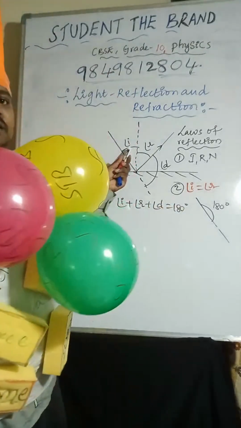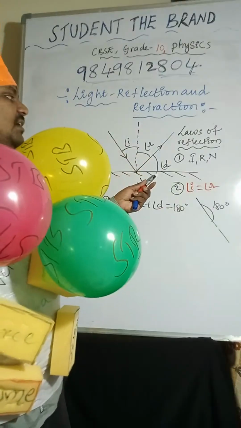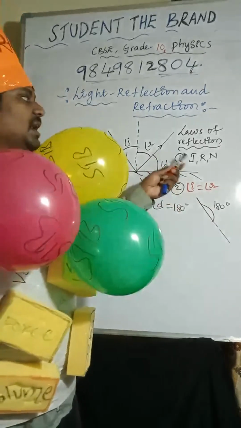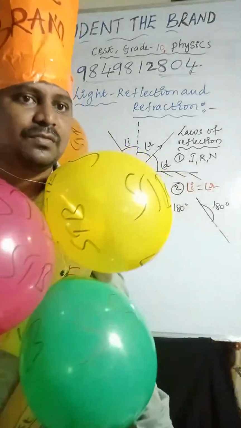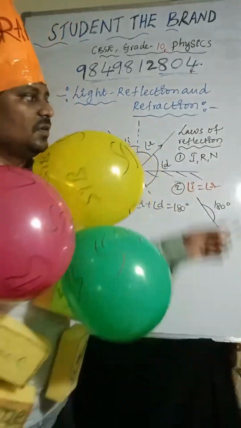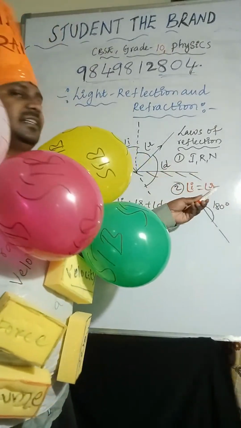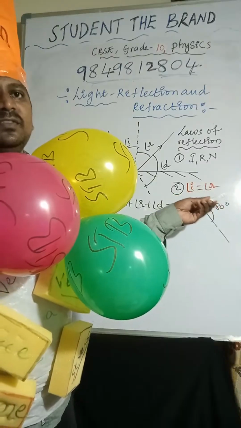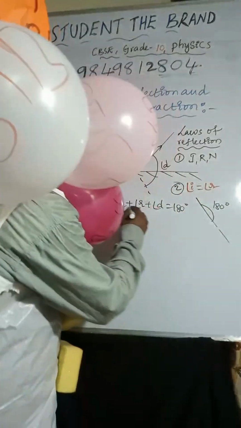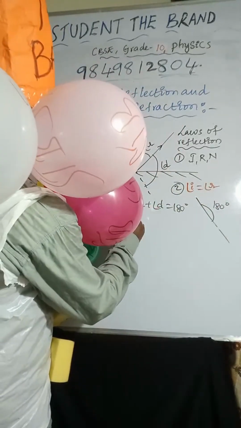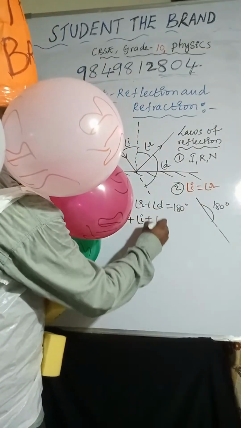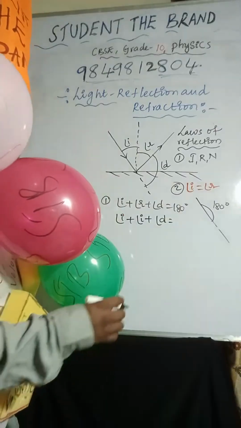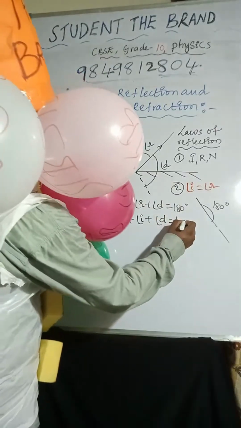Angle of incidence plus angle of reflection plus angle of deviation equal to 180 degrees, right? So from the laws of reflection, we can conclude that angle of incidence is equal to angle of reflection. So we can write it like this: angle of incidence plus angle of incidence plus angle of deviation equal to 180 degrees.